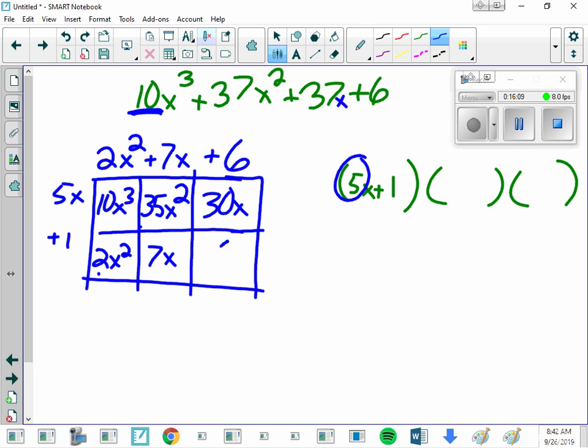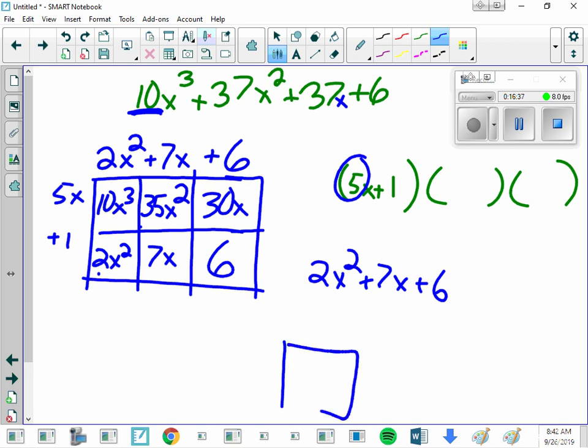6 times 1 is 6, good or bad? Good, because 6 is the number I wanted. What if I didn't get 6? Because I messed up. Yep. All right. Now we take the remaining polynomial, 2x squared plus 7x plus 6. We stick that in the factor box.